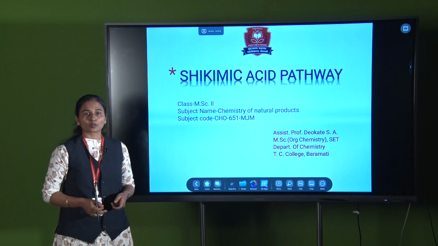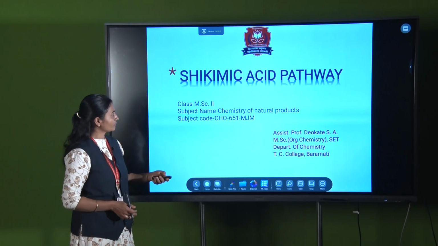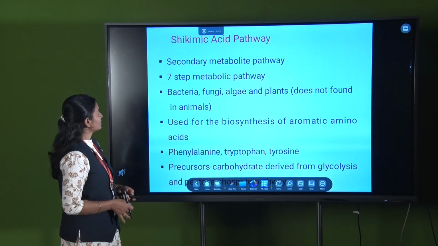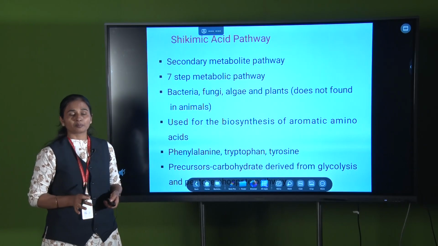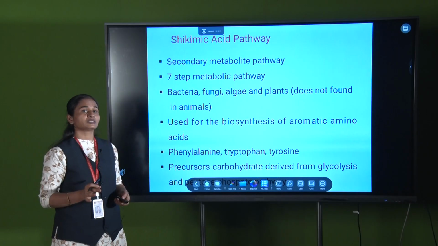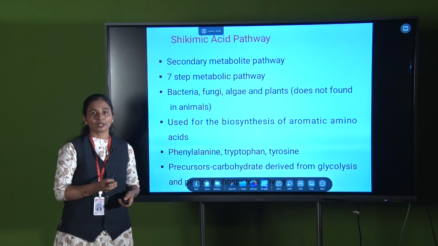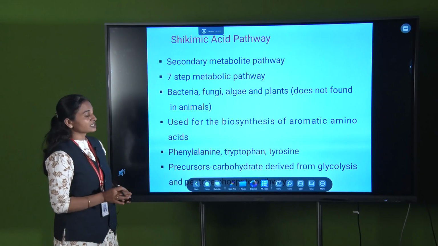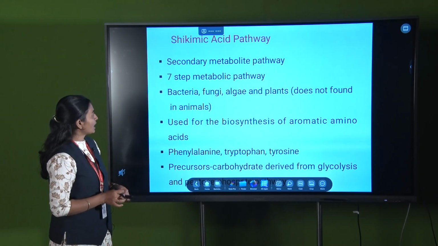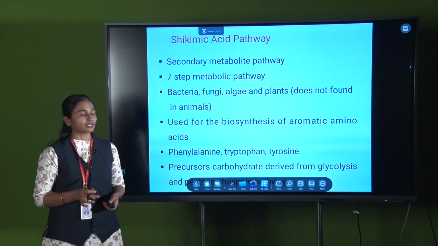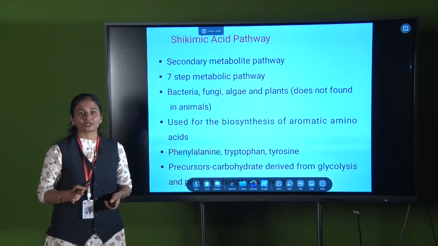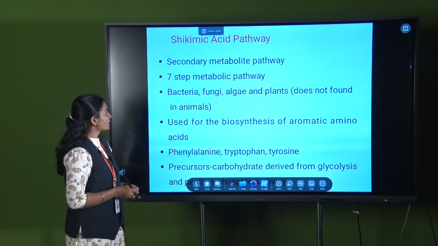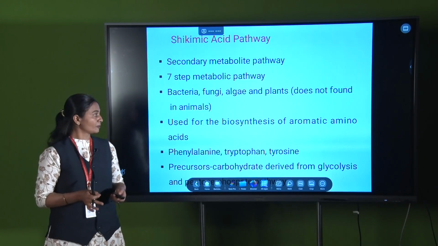Let's start today's topic, the shikimic acid pathway. The shikimic acid pathway is a secondary metabolite pathway. What are secondary metabolites? These are derived from the primary metabolites. This shikimic acid pathway is a 7-step metabolic pathway used by bacteria, fungi, algae and plants. It is not observed in humans or animals. It is used for the biosynthesis of aromatic amino acids.